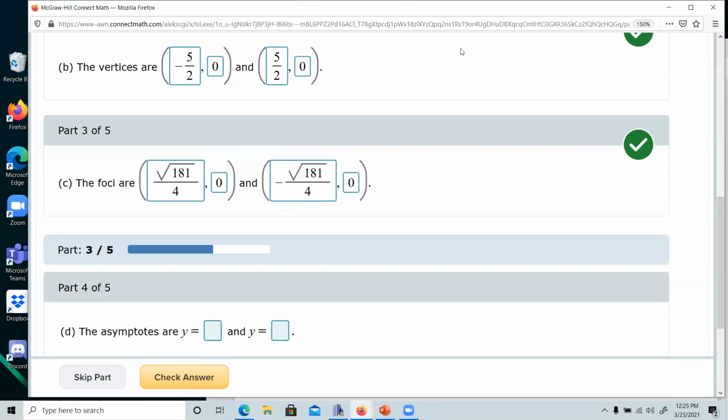Okay, I've got to check on something because that started without anything else. All right. Find the asymptotes.